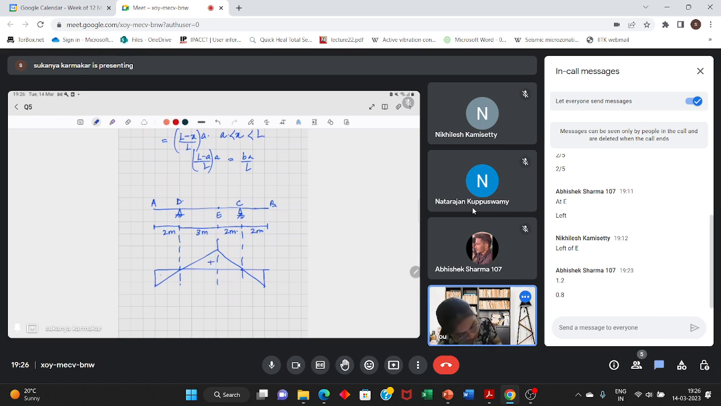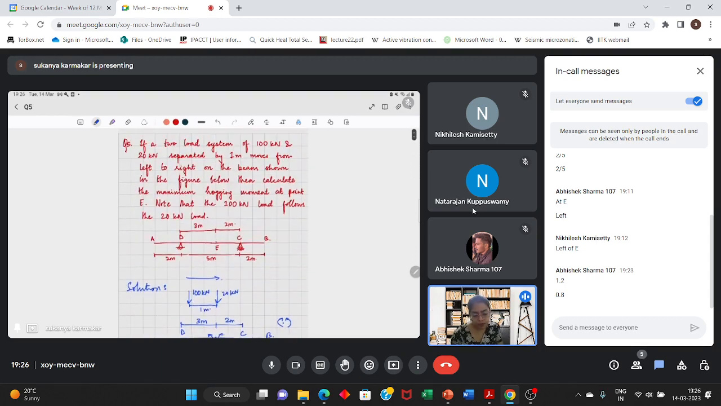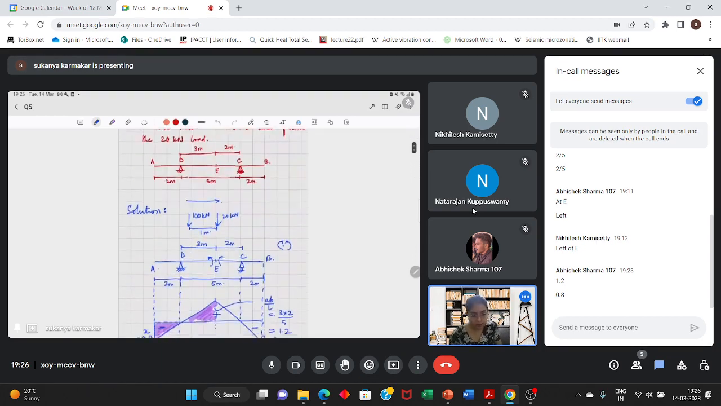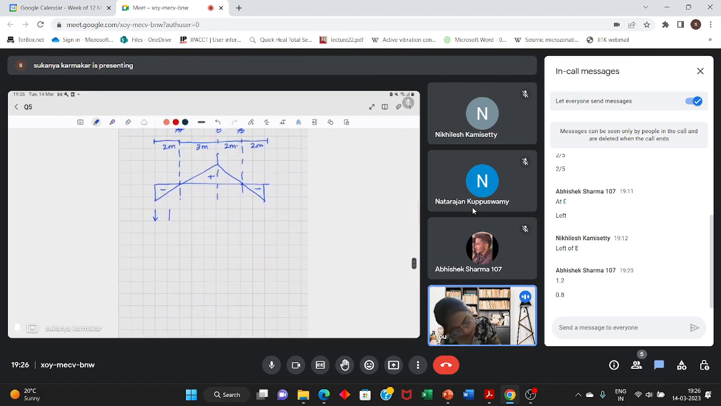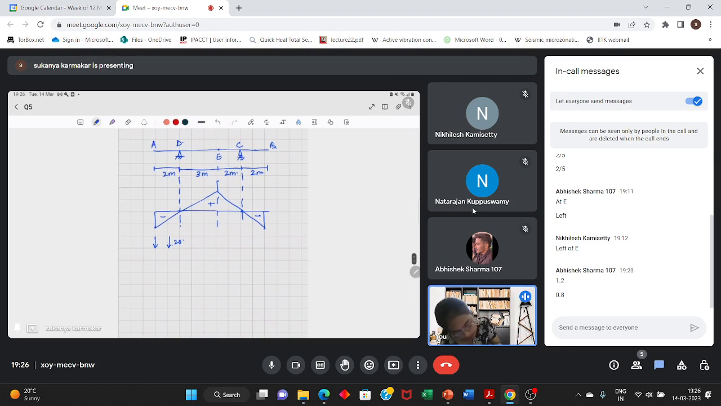This is positive, this is negative, this is negative. So either you can place the loads like this. Now, in the question, it is given that 20 kilonewton is the leading load. So either the 20 kilonewton can appear here and here, separated by a distance of 1 meter. This can be case 1.